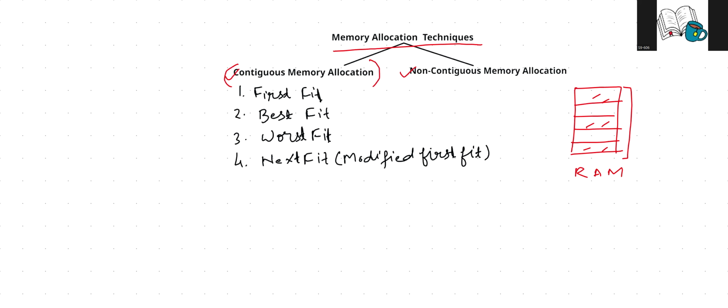Whenever we are doing the allocation, the operating system is allocating the memory in a contiguous fashion to each and every process. It means whatever number of blocks or parts a particular process has, they all will be given memory in a continuous, adjacent manner in the available space. There are basically four categories of contiguous memory allocation. The first one is called first fit. The second one is called best fit. The third one is called worst fit. And the fourth one is called next fit, which is also called the modified first fit method.